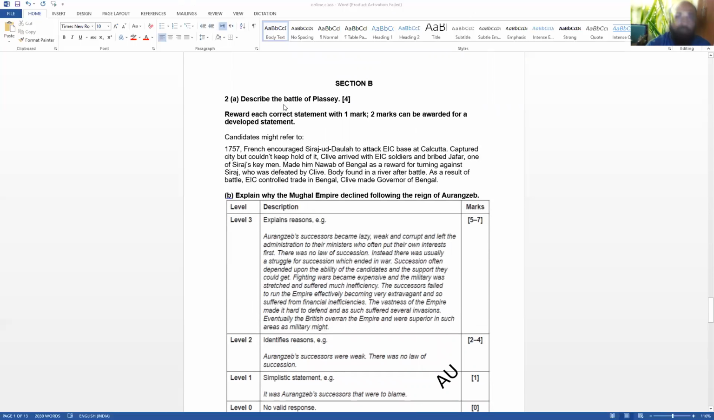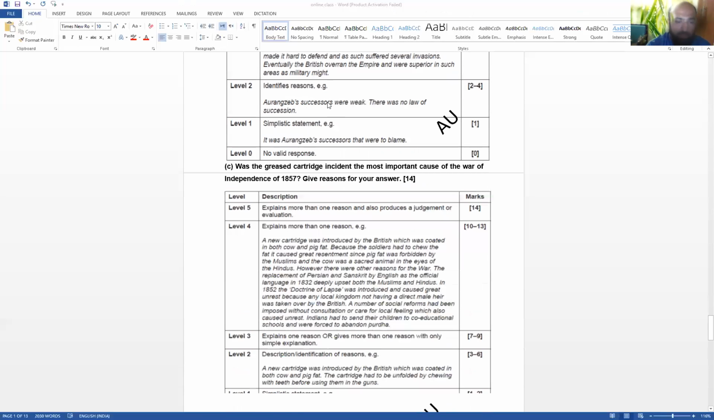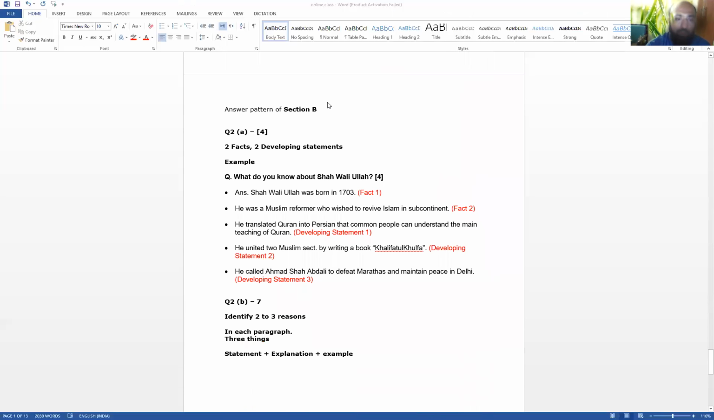First, to discuss part A, come downward. Here we are now. Example: what do you know about Shah Waliullah? You're supposed to write 2 facts. He was born in 1703. He was a Muslim reformer who wished to revive Islam in the subcontinent. Here, 2 facts are over. If you write other points, he taught in Madrasa Rahimia, he went for Hajj, studied in Saudi Arabia, it is okay, but you cannot score marks because you have just 2 marks for the facts, not more than that.